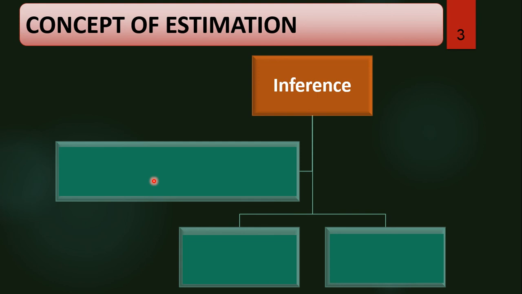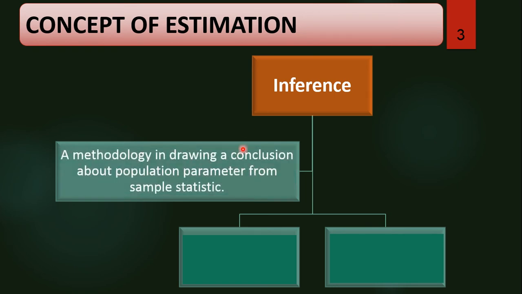Previously, we know that statistics can be divided into two types, which are descriptive statistics and inferential statistics. This estimation is the starting point for inferential statistics. We can define inference as a methodology in drawing a conclusion about a population parameter from a sample statistic.